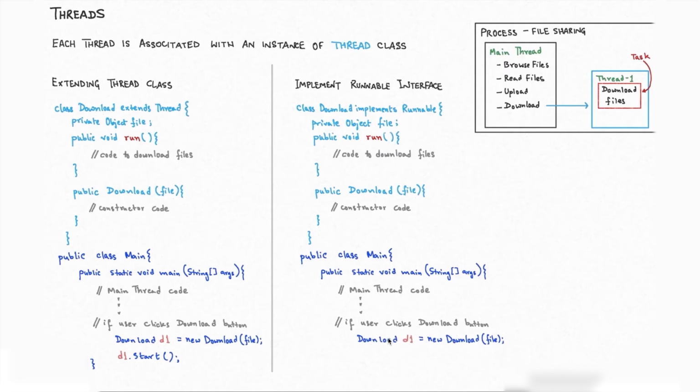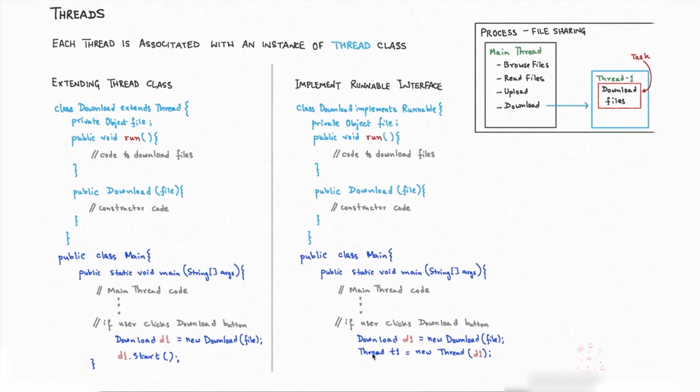In that case, we need to create a new thread using the thread class itself. So T1 is an instance of the thread class, and now we have created a new thread. In this new thread, we pass the D1 download object. And so now our new thread knows what task it needs to carry out. It knows that whatever was passed to it, in this case D1, must have a run method. And D1 has a run method because D1 is an instance of our download class that implements runnable.